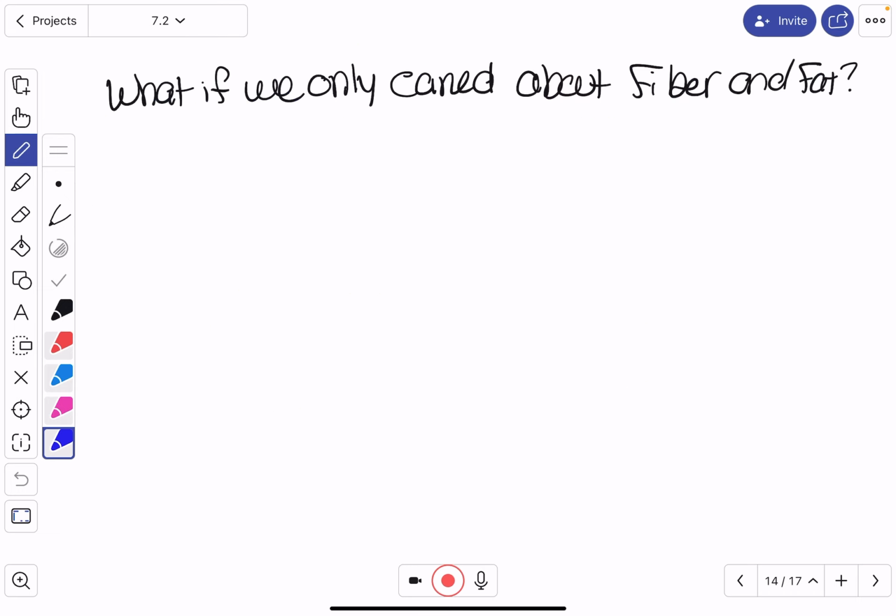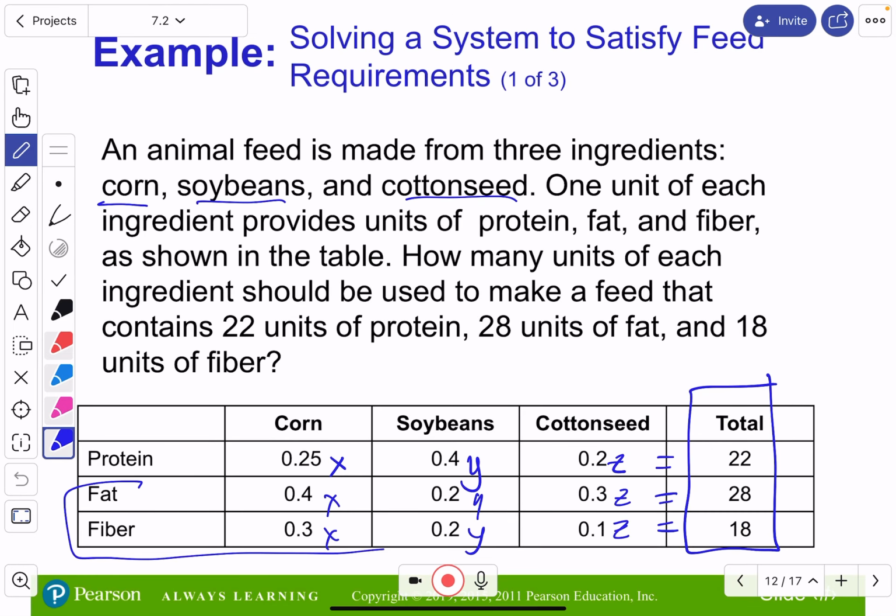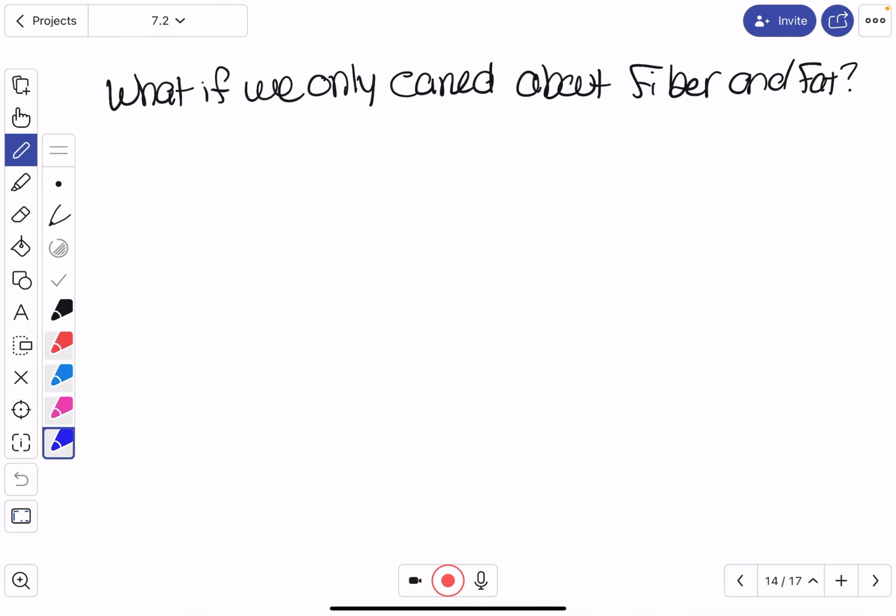Now, what if we only cared about fiber and fat? So we only care about these bottom 2 rows. Well, we're going to do the same exact thing. We're just going to use 2 equations. So we have the fiber equation. Or I think this might be the fat one. And then we have the other equation.